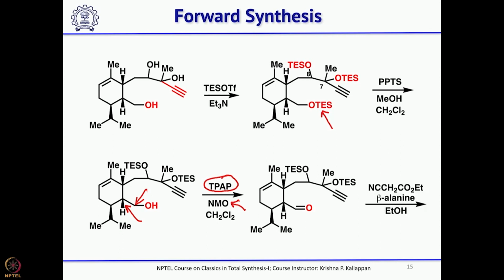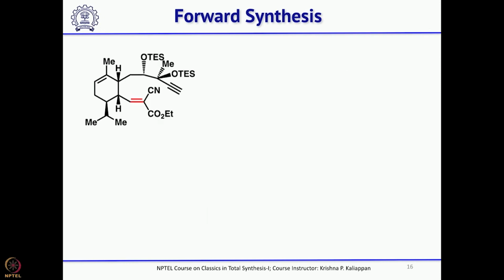So, once you have this aldehyde, then you carry out a Knoevenagel condensation with this ester, ethyl cyanoacetate. In the presence of beta alanine and ethanol, you carry out a Knoevenagel condensation to get this alpha beta unsaturated ester, which also has a cyanide.